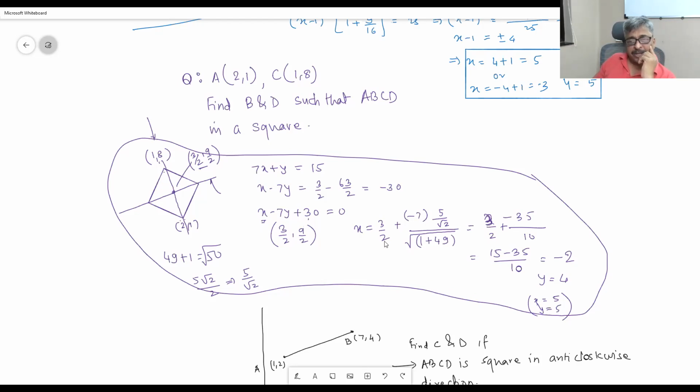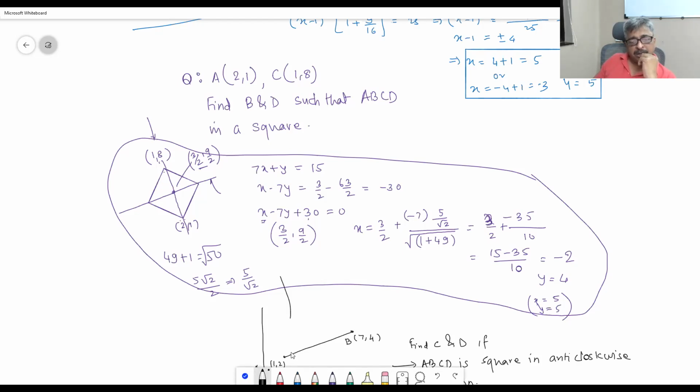Using that formula, x is equal to x naught plus bt, where t is d upon radical a square plus b square. Putting the values, we get x is equal to -2, and the moment you get x is equal to -2, put it in the equation of line to get y is equal to 4. If you change the sign in between, you will get the other point, x is equal to 5 and y is equal to 5. That is the solution of the first problem.